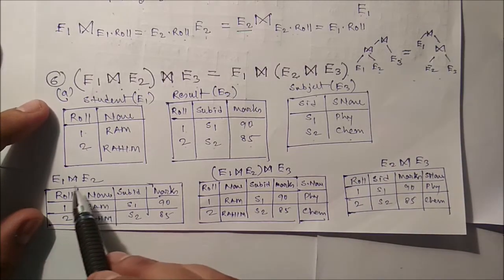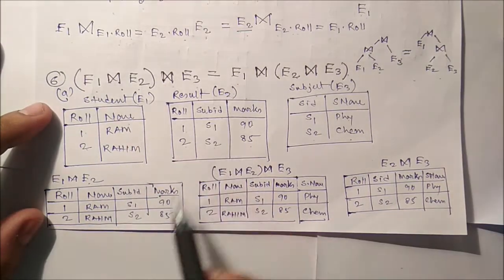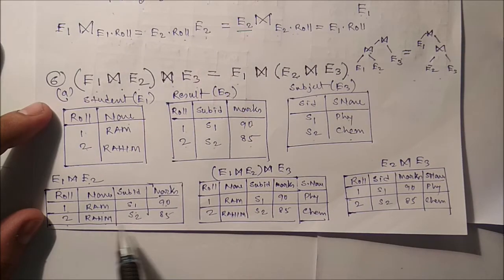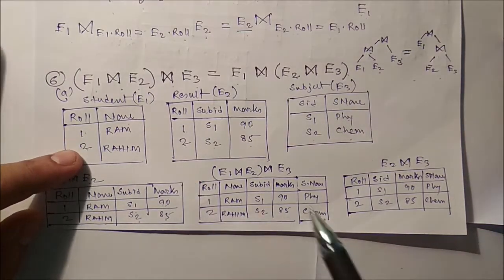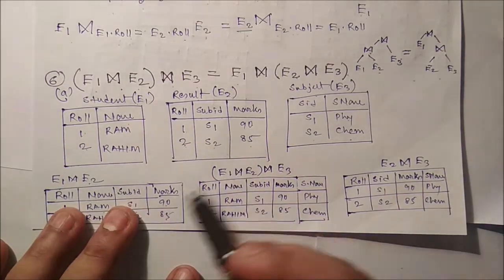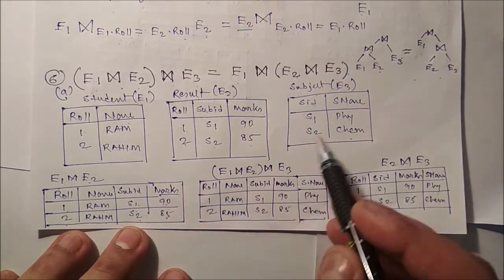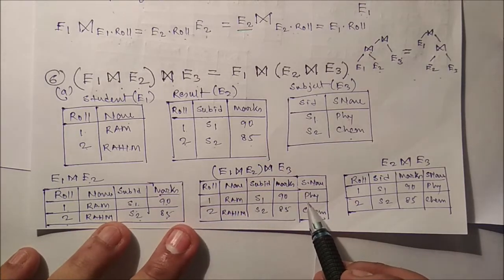Now suppose you apply E1 natural join E2. If you merge these two, E1 and E2, the output will be: 1 Ram S1 90, 2 Rahim S2 85, because we have to match the roll number. After that we have to combine with this E3. If you merge these two, S1 with S1 and S2 with S2, definitely we can get this particular result. Are you getting this one?